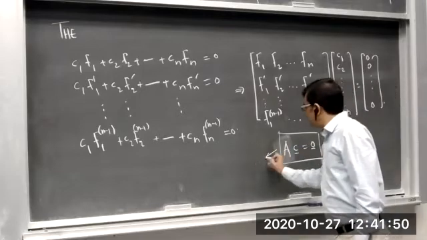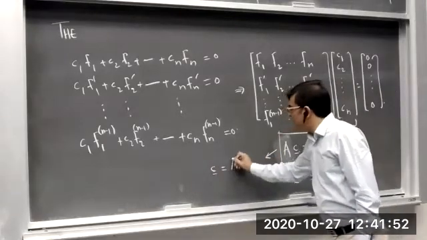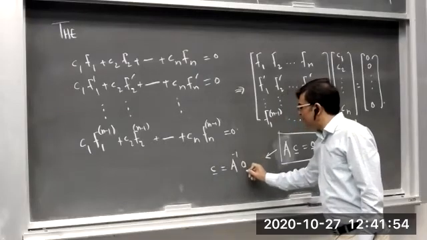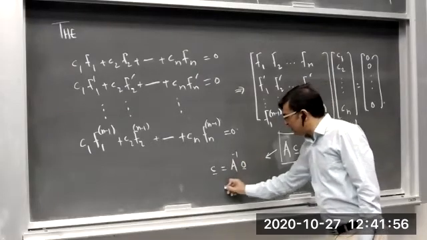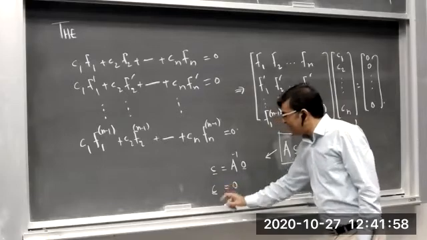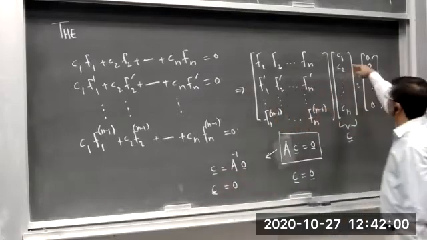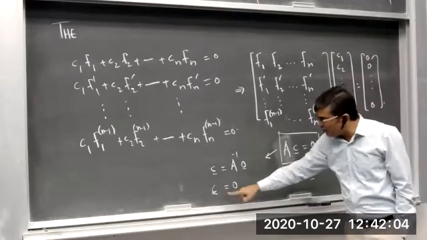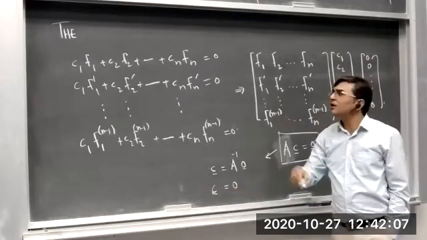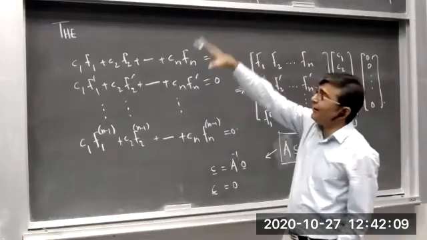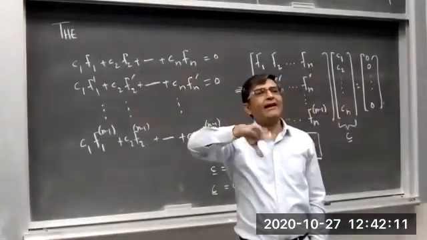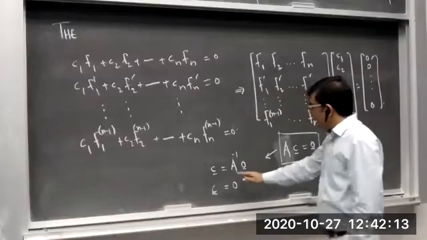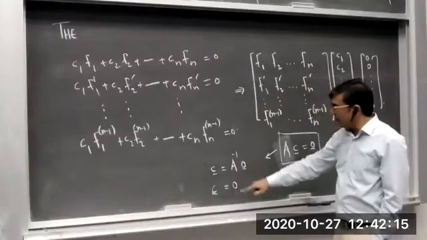ठीक है. फ्रॉम हियर यू कैन से दैट C इज इक्वल टू A इनवर्स टाइम्स जीरो. ठीक है. A इनवर्स टाइम्स जीरो इज जीरो. मींस आपके पास सारे कांस्टेंट्स की वैल्यूज C1 C2 सो ऑन Cn की सारी वैल्यूज जीरो होंगी. अगर सारे कांस्टेंट्स की वैल्यू आइडेंटिकली जीरो हो तो ये फंक्शंस क्या होंगे? लीनियरली इंडिपेंडेंट होंगे.